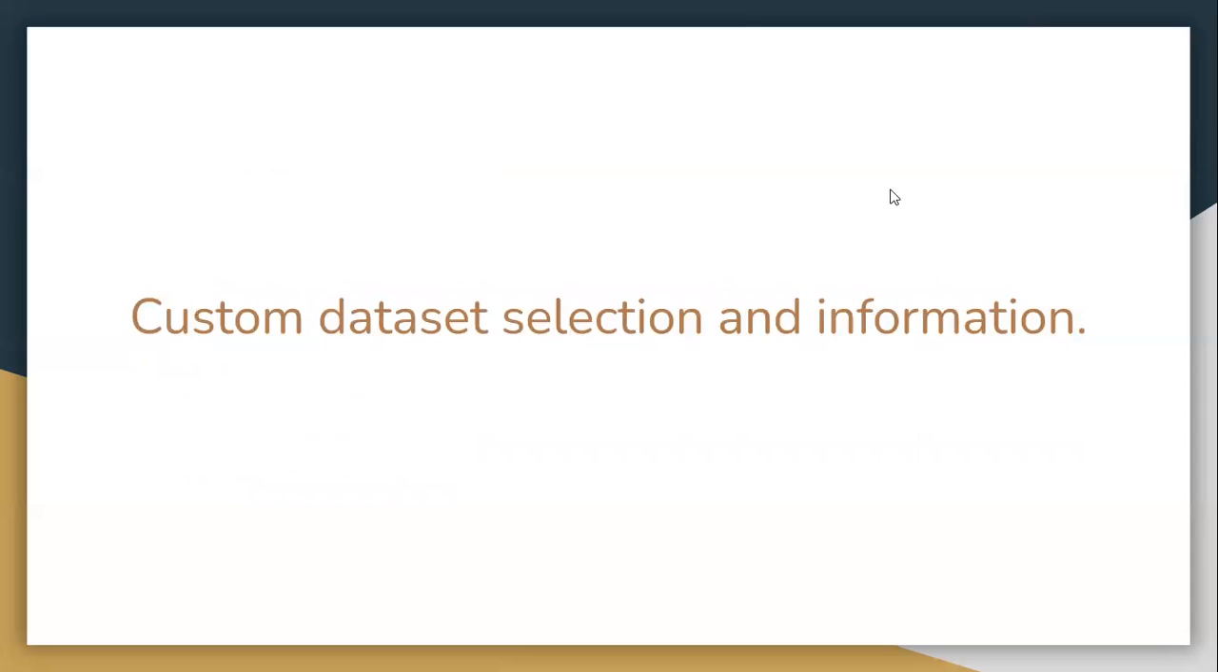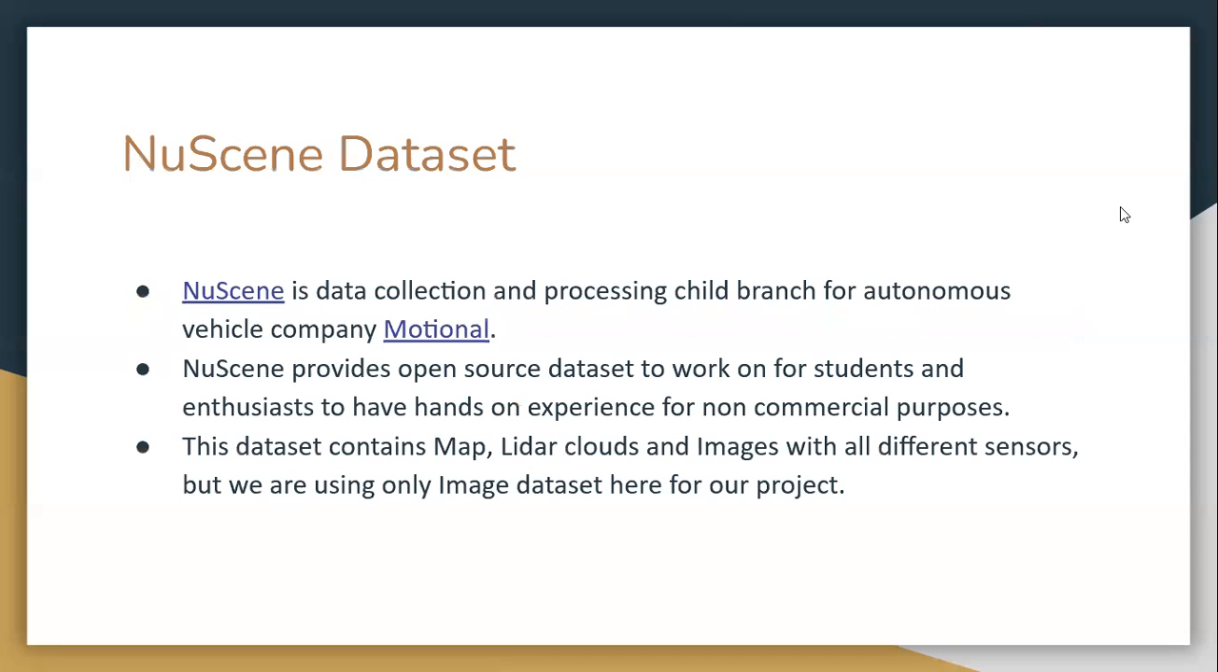Now, let's look at what dataset I selected and what information it carries. I selected the nuScenes dataset. It is one of the child branches of an autonomous vehicle company called Motional.